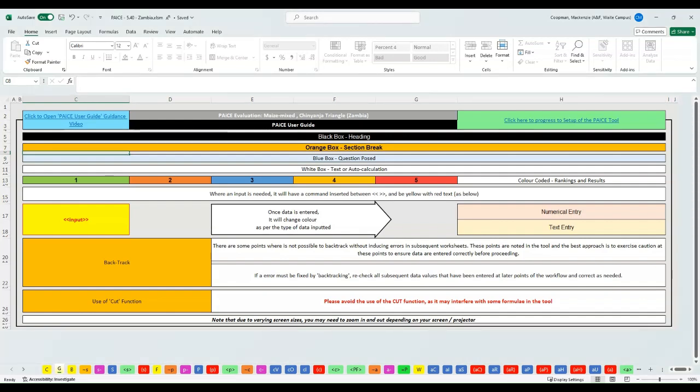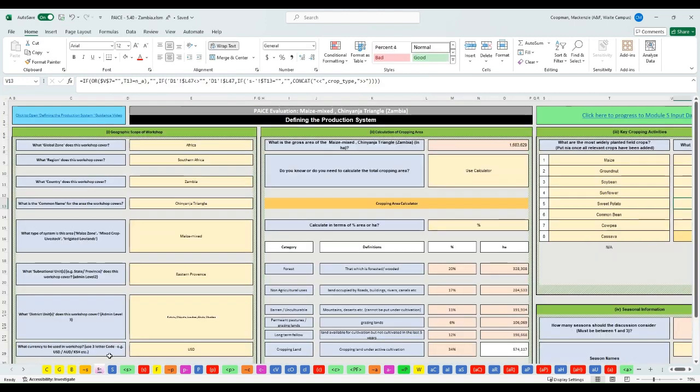Hello, Zambia team. There's just a couple more issues, a couple of little things to address in your PACE pre-fill document before progressing with the workshop. So I'll just go through them now, and then you can address them and hopefully send them back by end of day today, to be ready for the workshop tomorrow.